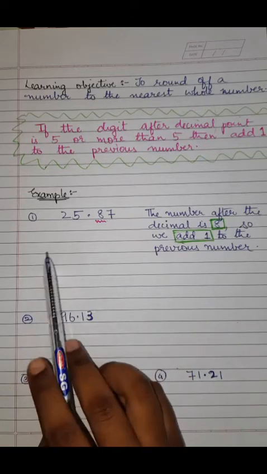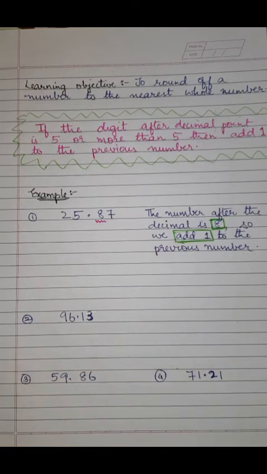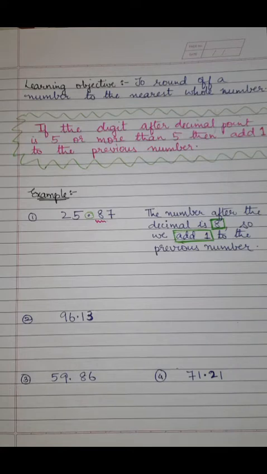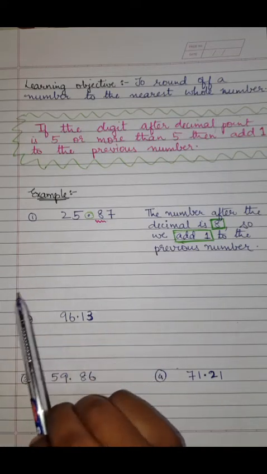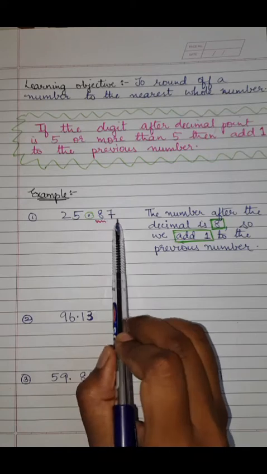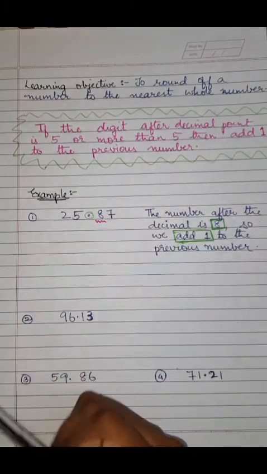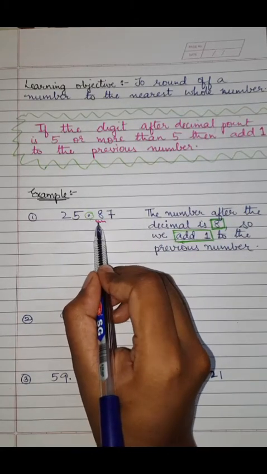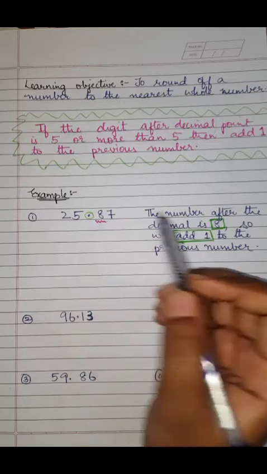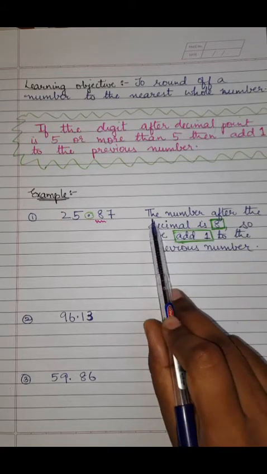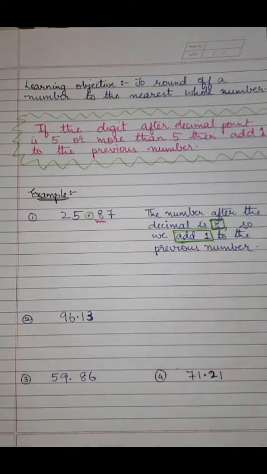Okay, so let's look at this one. Now I'm sure we all know what decimals are. This point that you have here is called a decimal point. It's like a dot. So you have our first example, which is 25.87. Now, the rule was the digit after the decimal point. So you have your decimal point and the digit immediately after the decimal is 8. So what do you have to do? You have to check whether it is greater than 5 or less than 5. Now, clearly 8 is greater than 5. Yes. So the number after the decimal is 8 and it is greater than 5.